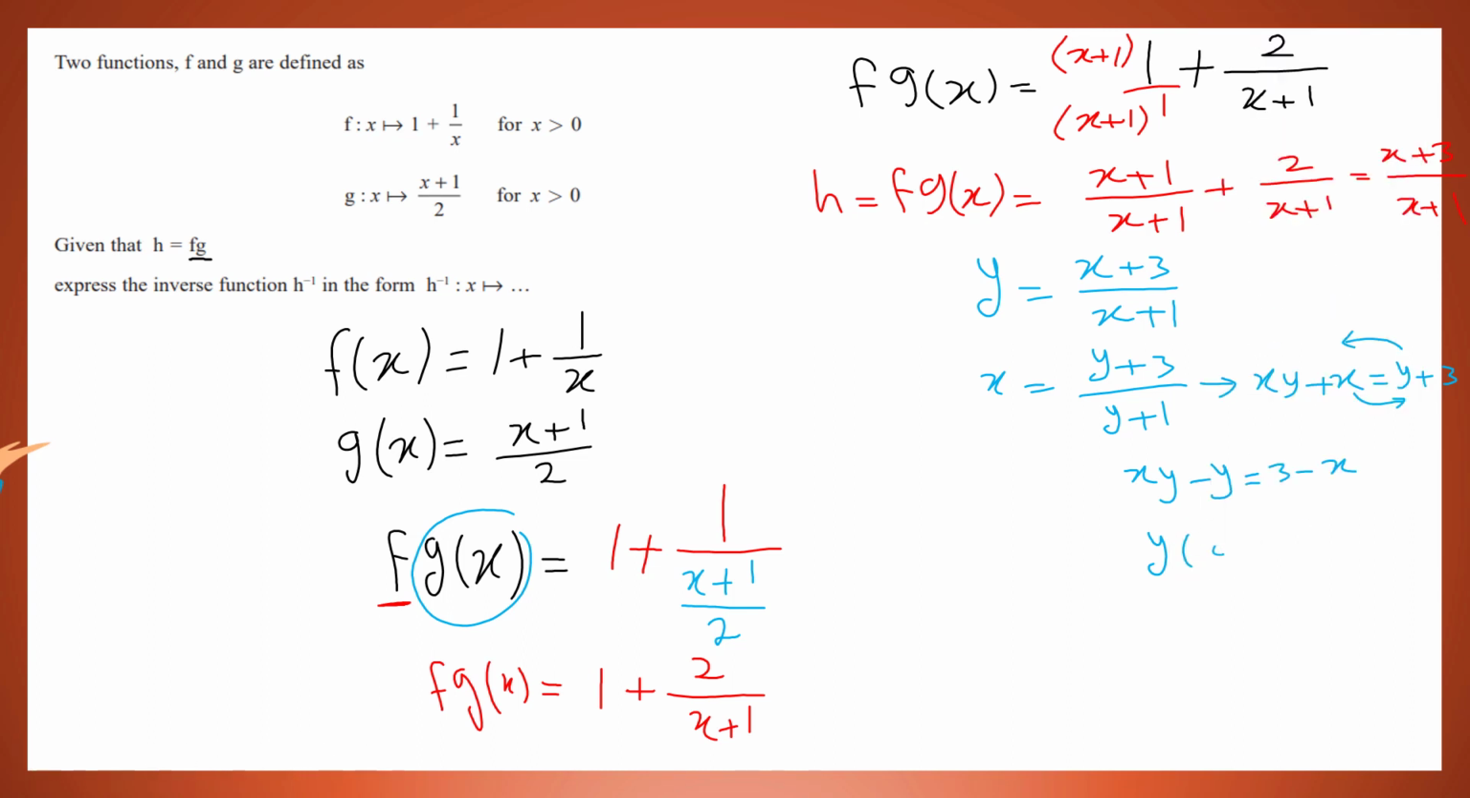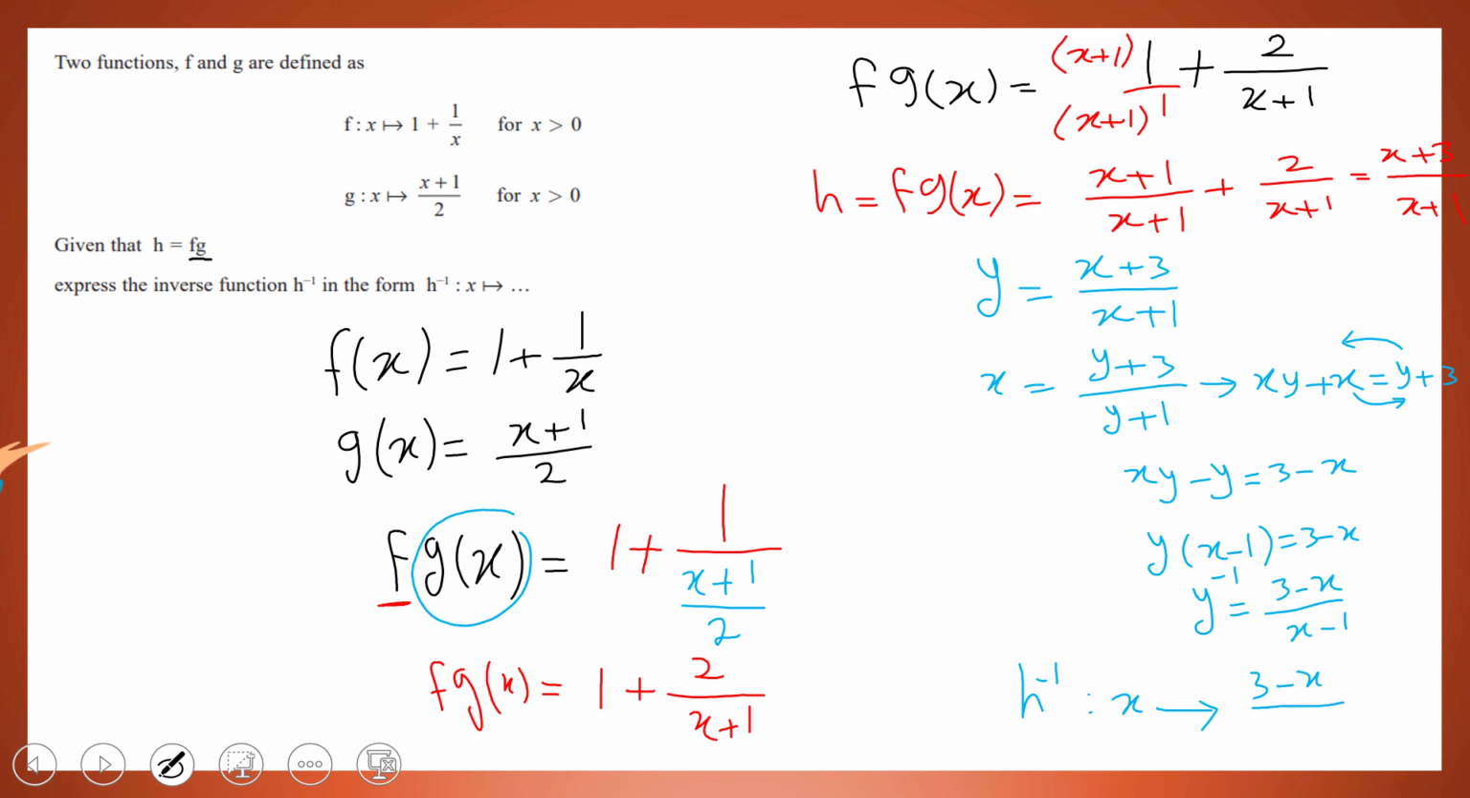It's going to be x minus 1. So it's going to be x minus 1, and here 3 minus x. So the y will be 3 minus x all over x minus 1, and this is y inverse. So at the end, as what's required from you, to find h inverse of x, x tends to 3 minus x all over x minus 1. This is the final answer.